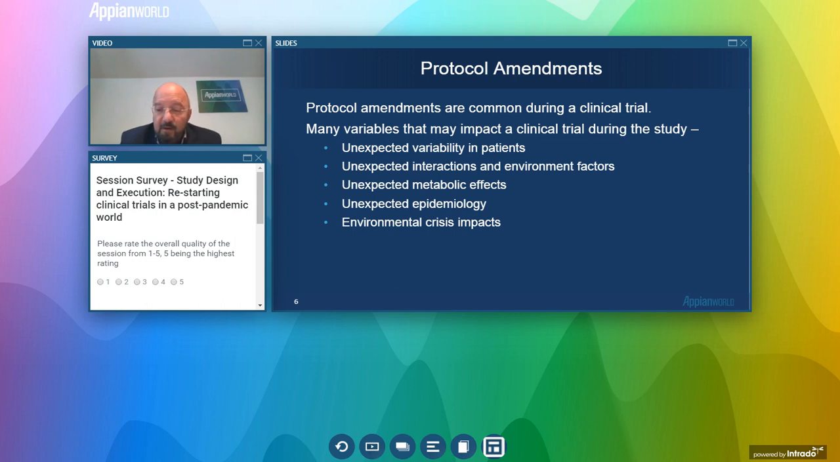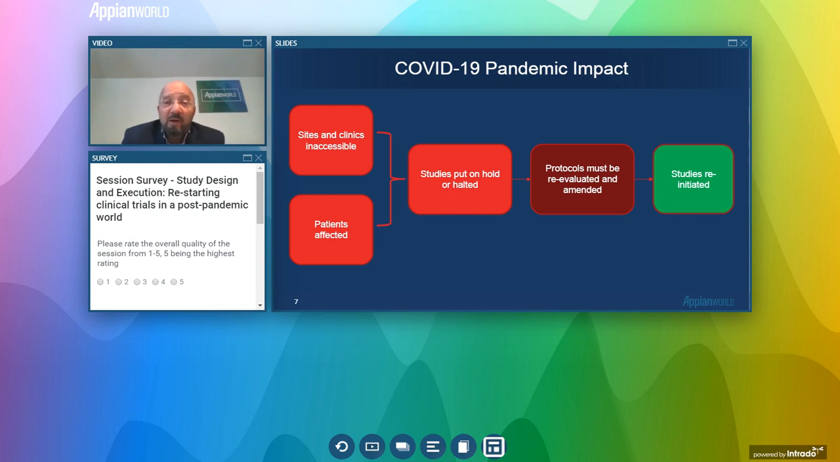A tsunami in a certain area, or a hurricane, or in our case here, a very grave pandemic. The COVID-19 pandemic has impacted many clinical trials in many different ways. Sites and clinics were inaccessible to patients at the time, patients themselves were affected, all of that leading to putting studies on hold and even halting some studies.